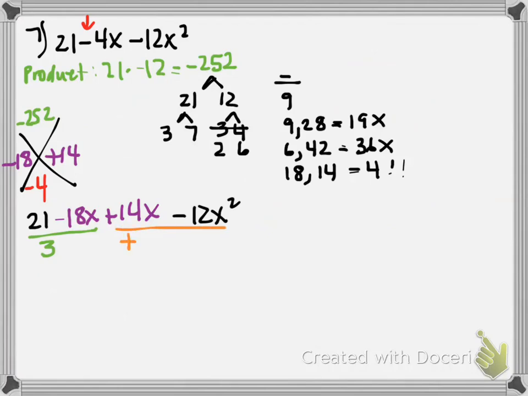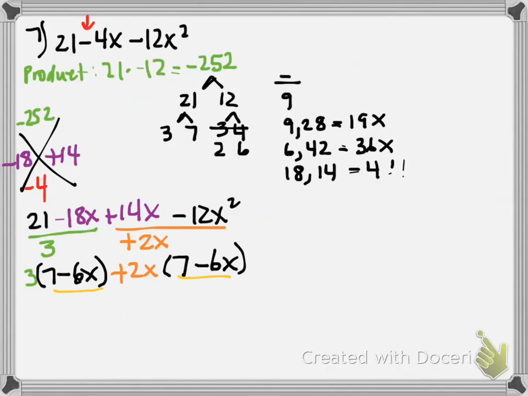These two have a positive 2x in common. So we get 3 times the quantity 7 minus 6x, and then we have positive 2x times the quantity 7 minus 6x. Did we get a miracle? We did. Everything all rolled into one: 7 minus 6x times the quantity 3 plus 2x.